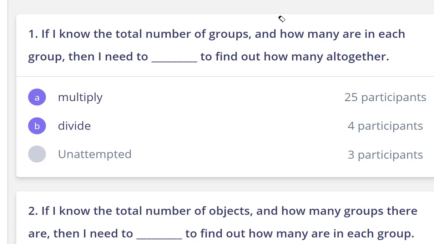I think here in this question, my hero, if I know the total number of groups and what's inside the group, you ask to find out how many altogether. Altogether. Yes. So multiply or divide? So we will multiply. Thank you.